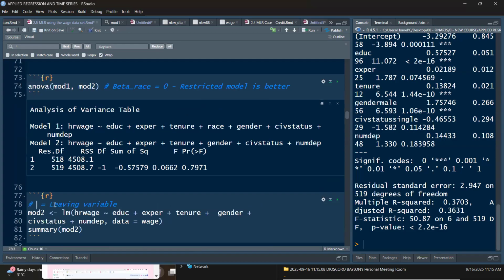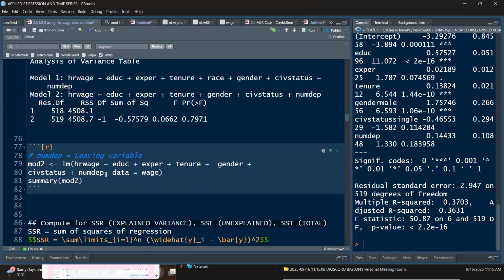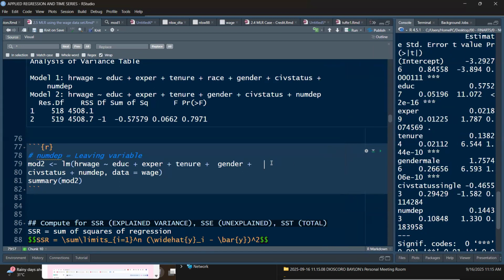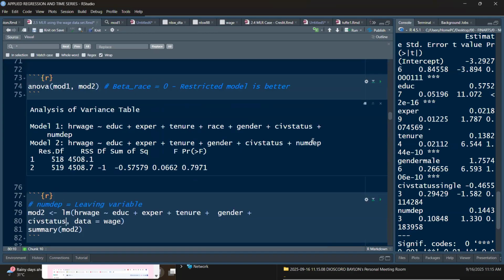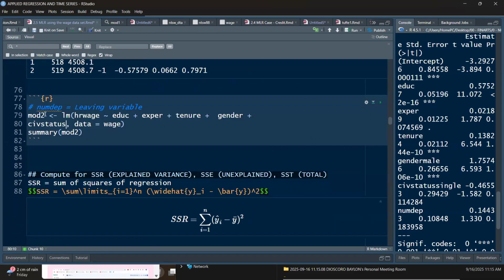So num_dep is our leaving variable, right? Hourly wage, regression, education, experience, tenure, gender, civil status here. So we remove num_dep. Why num_dep? Num_dep has the least absolute value of t here. 1.33, this is 1.58, this is 1.7. So num_dep is the least. So we're going to remove that here. And let's call this model number 3.